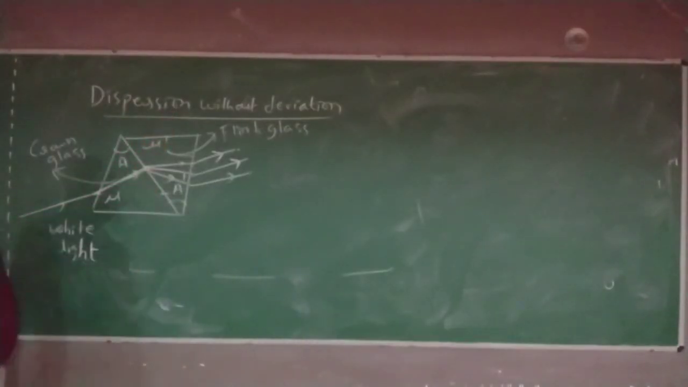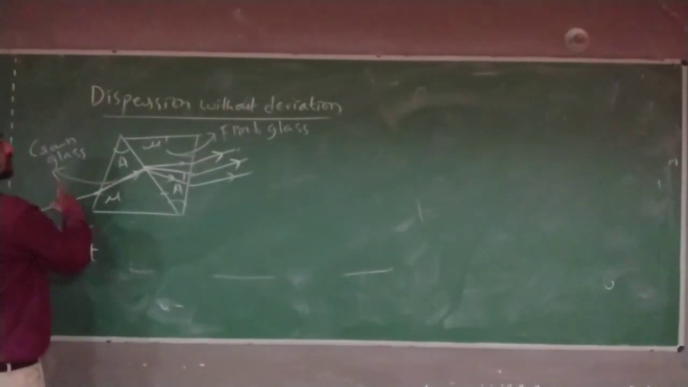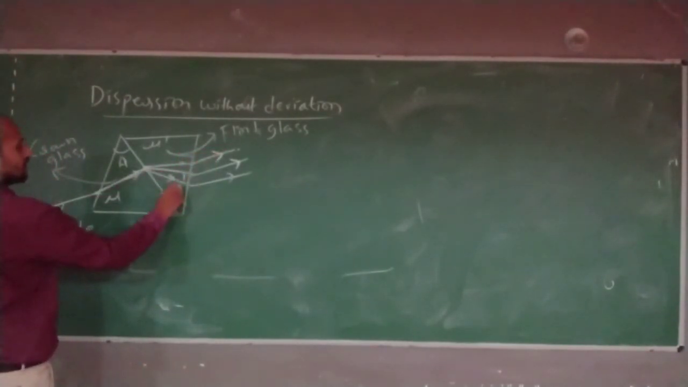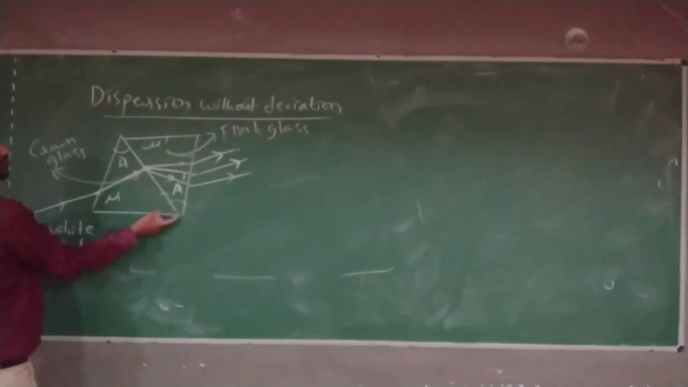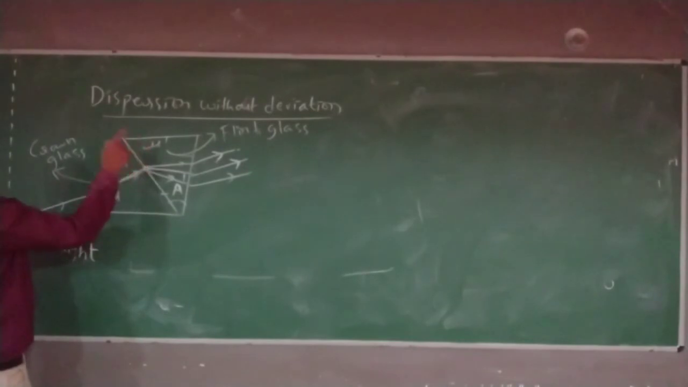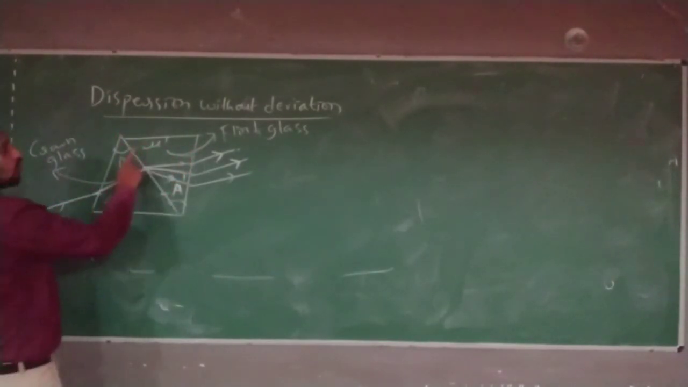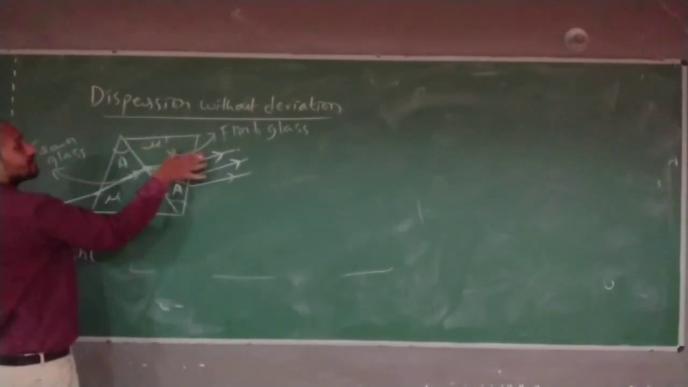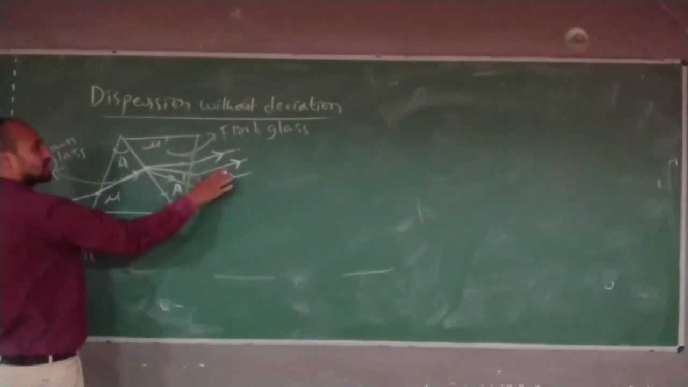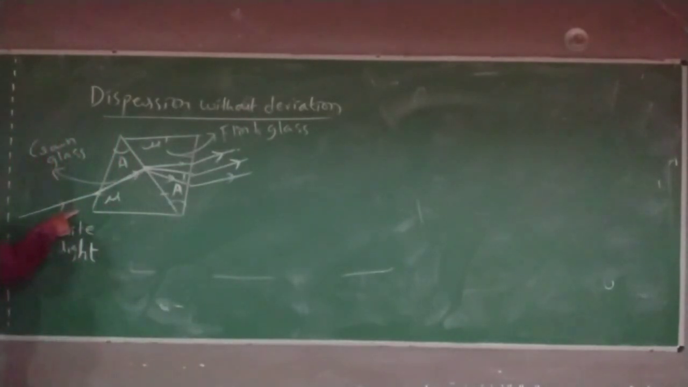Dispersion without deviation. Dispersion without deviation means one crown glass and one flint glass. Here, the angle of prism, I am connecting opposite sides and combining them. This is refractive index mu, this is mu dash. One white light comes from this side. What happens in this combination? Dispersion is going to take place but deviation will not take place. The white light, whatever direction it comes in, has to emerge in the same direction.